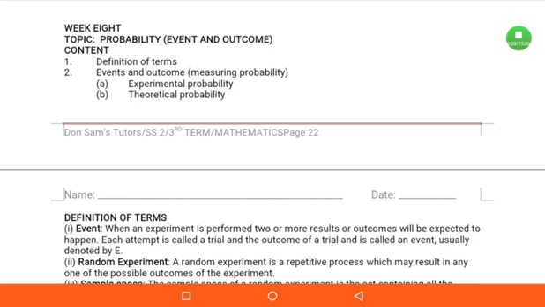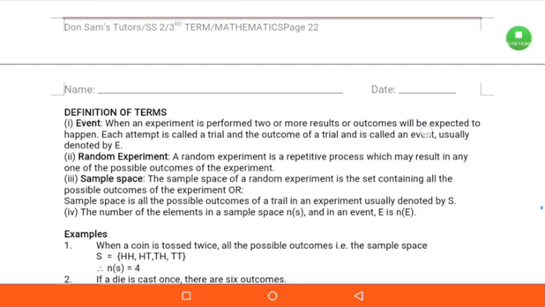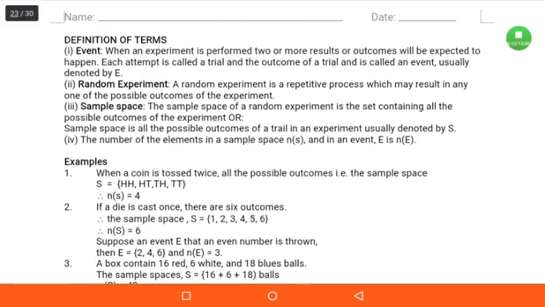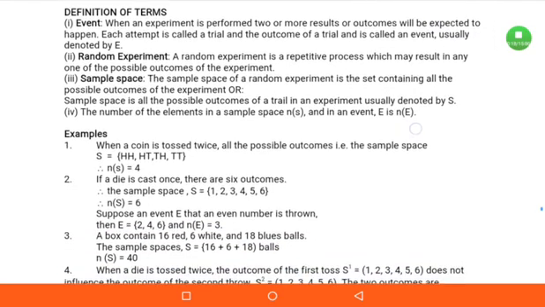Today we'll be discussing probability. We'll be talking about events and outcomes. What do you mean by an event? What do you mean by outcomes in the topic probability? So let's talk about event.